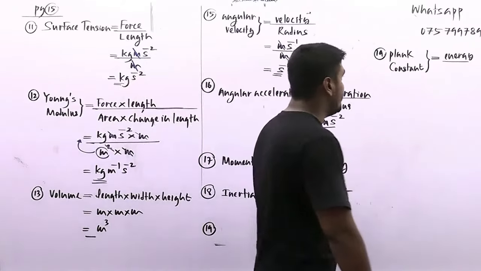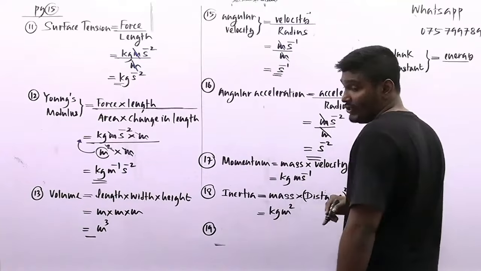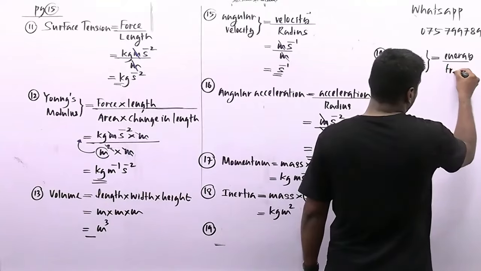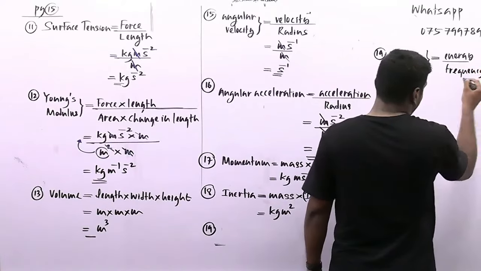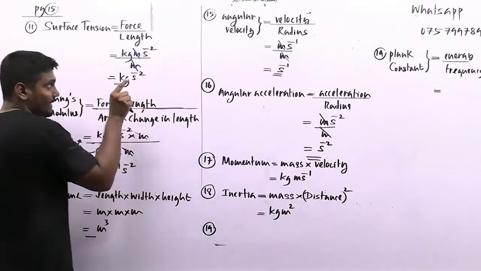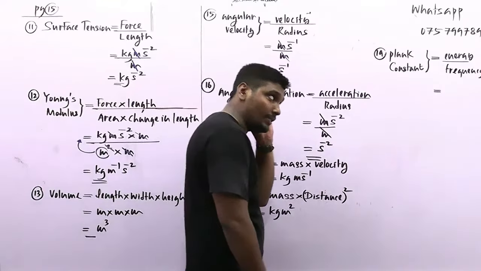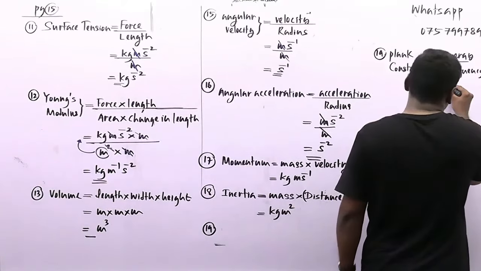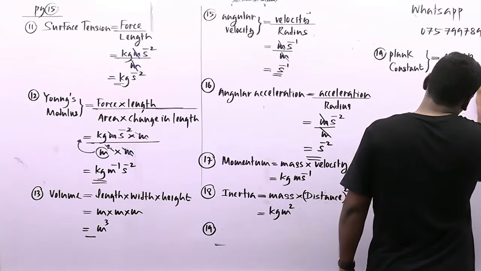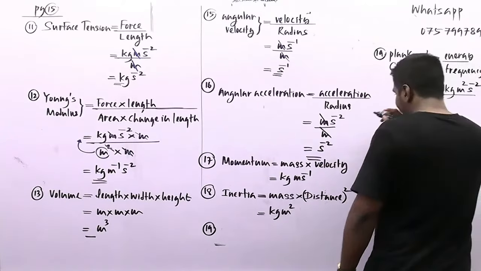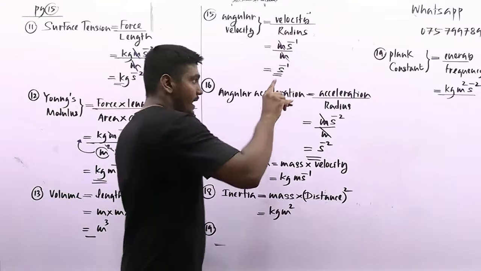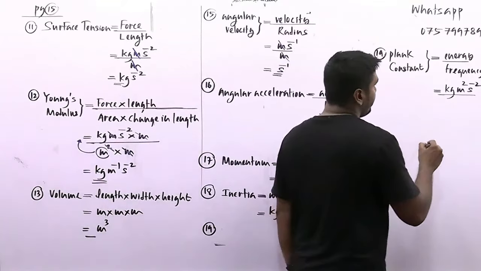Okay. So energy over what? Planck constant means energy over frequency. If you can remember, we wrote the units of energy, kg m squared s to the power minus 2, over the units of frequency. We found the units of frequency also. Frequency unit is going to be s to the power minus 1.